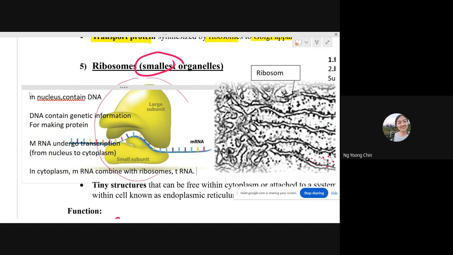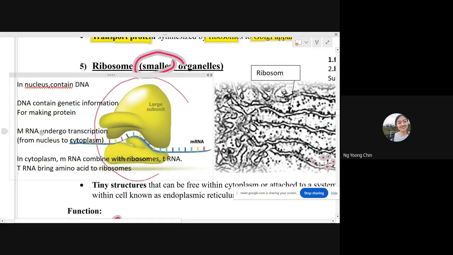Because transfer RNA will bring the amino acid. So tRNA brings the amino acid to ribosome. So this is how the ribosome is able to produce a new polypeptide chain. Yeah, so this is the story of it.